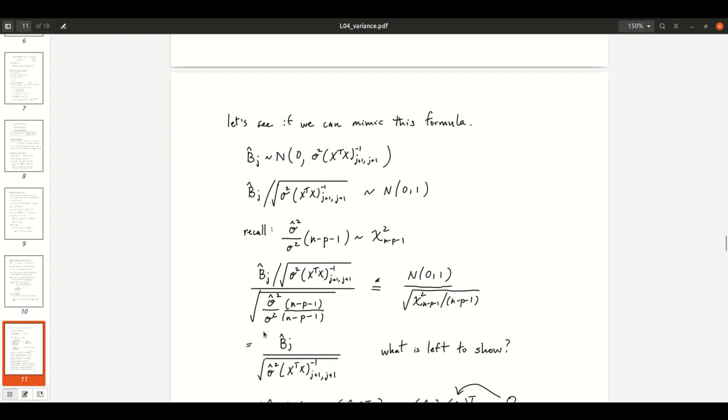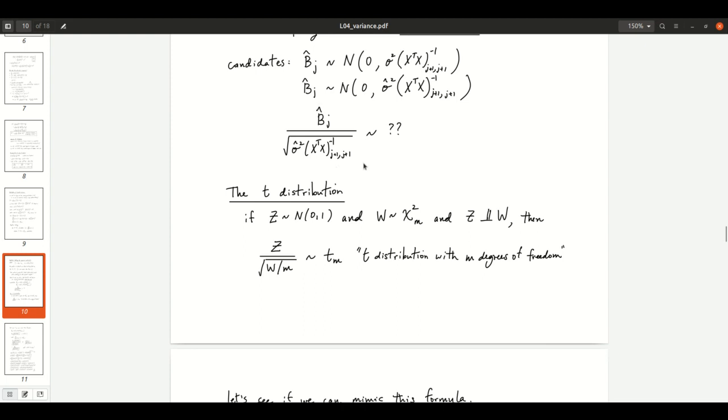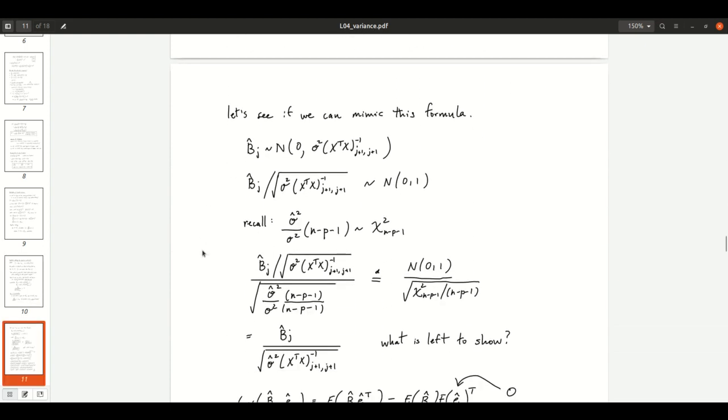And if you look at this, the n minus p minus 1s cancel, obviously, but the sigma squareds also cancel. And if you pull this down into the denominator, you're going to get sigma hat squared times (X transpose X) inverse at j plus 1 comma j plus 1, which is exactly the candidate that we're talking about here. So we've almost done all the steps to show that it's a t-distribution. We've shown that this thing here is a normal 0, 1 divided by the square root of a chi-squared divided by its degrees of freedom.